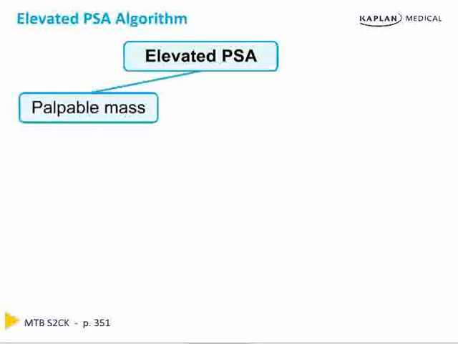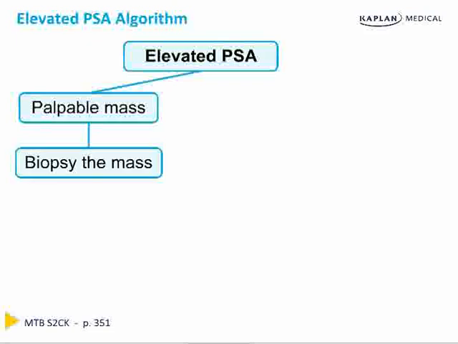If there's a palpable mass or nodule, the next best step is to biopsy that mass and to send it for pathologic examination. By doing this, we want to determine the presence of cancer, and if cancer is present, we want to know what the Gleason score is.